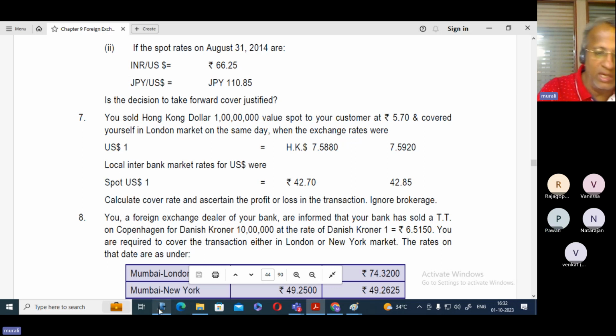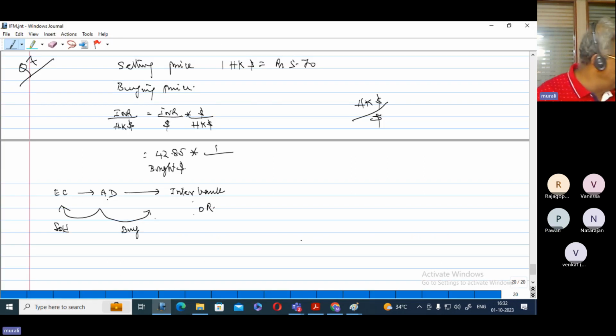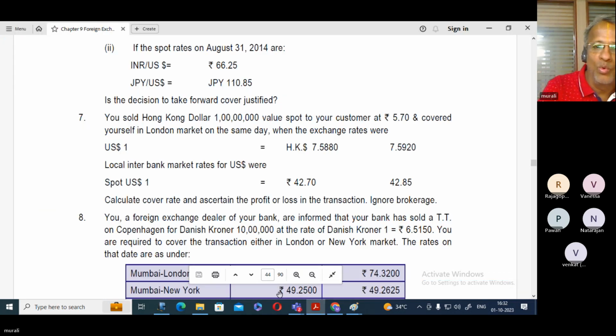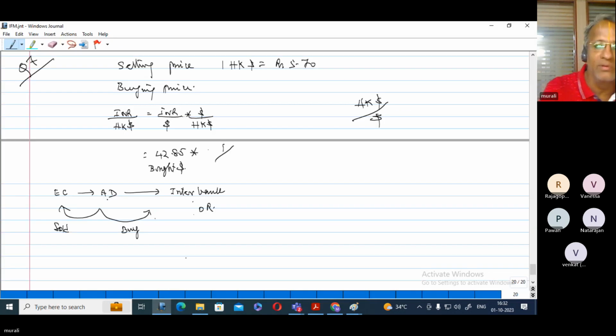Correct. See, I have already noted a few minutes back, that is the reason I said sell dollar or buy Hong Kong dollar. When I bought the dollar, I have to sell the dollar to get Hong Kong dollar. So I sell only at the authorized dealer's bid rate. But I have to do it 1 divided by 7.588. How much does it come to?